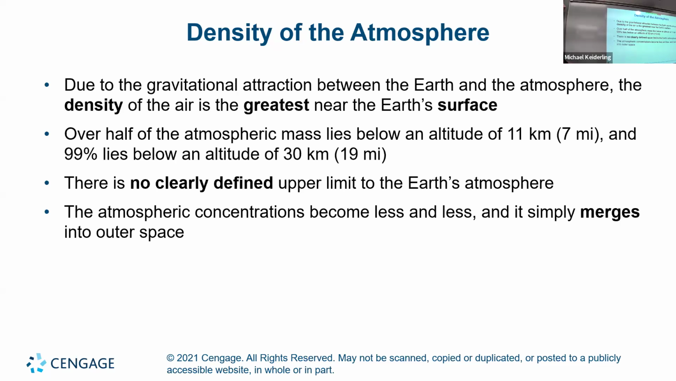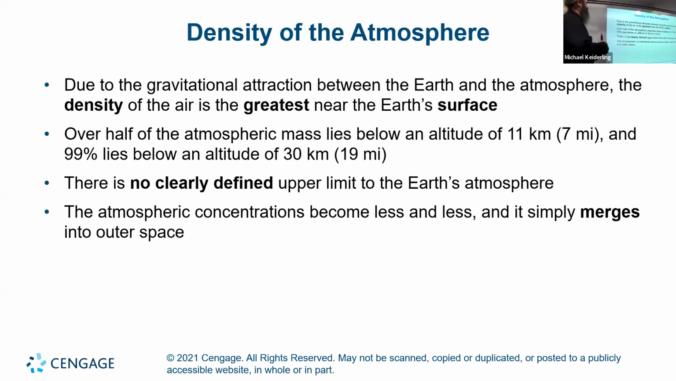Over half the atmospheric mass lies below an altitude of 11 kilometers, 7 miles. So if you go up only 7 miles, half the atmosphere is below you by mass. And 99% lies below an altitude of 30 kilometers or 19 miles.